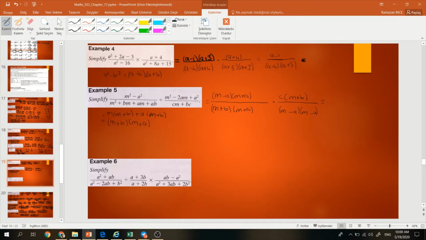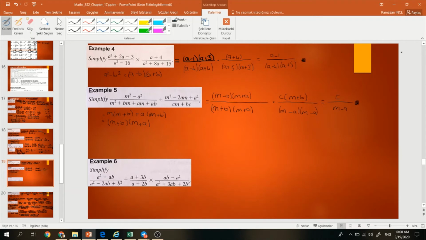Now what I need to do is simplify the expression if it's possible. When we look at it, m minus a and m minus a will simplify each other. M plus a will simplify each other. M plus b will simplify each other. And in the up part only c remains. In the down part, as you remember, only m minus a remains. Because one of the m minus a is cancelled, there is no need to put any bracket here. We can leave our answer like that, c over m minus a.